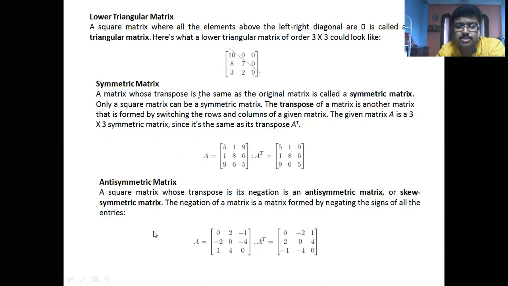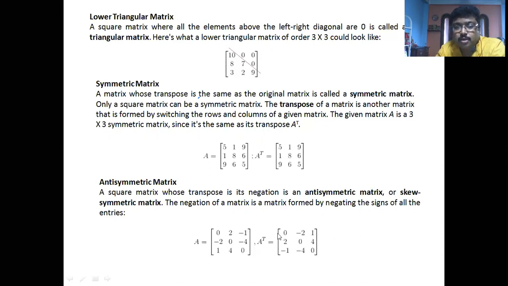An asymmetric matrix is the opposite of the symmetric matrix. A square matrix whose transpose is its negation is an asymmetric matrix or skew symmetric matrix. A negation of a matrix is a matrix formed by negating the signs of all the entries. Look, this is an example of the asymmetric matrix: 0, -1, 1, 2, 0, 4, -1, 4, 0.